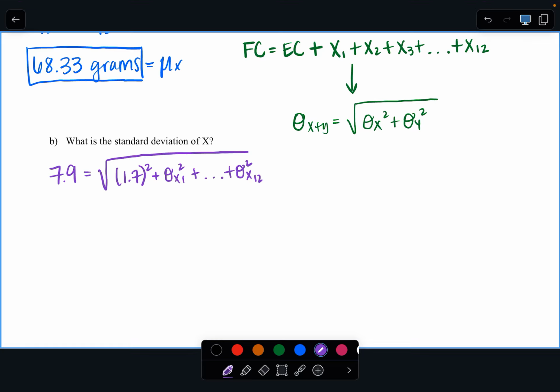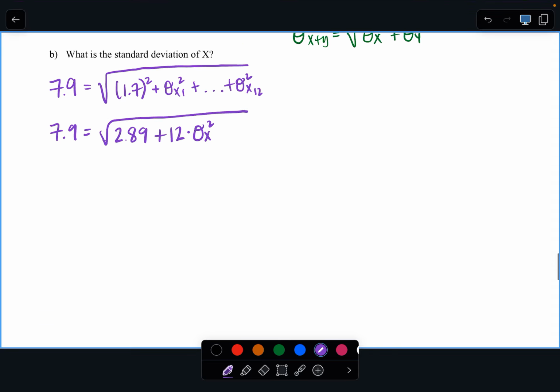Now, what were some other common mistakes? Yes, you can also write this as 7.9 equals the square root. I'm going to simplify 1.7 squared just to make life easier: 2.89. You can think of this as 12 times sigma x squared. Now, a lot of people did get to the point where they knew they were doing square roots, but they also tried to square the 12 as a scalar. The 12 is not a scalar. It's just saying we have these terms 12 times. I'm not increasing the values by 12. I have 12 of them. So that's where people got confused.